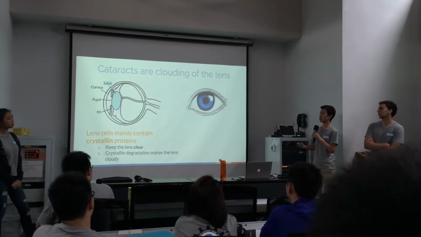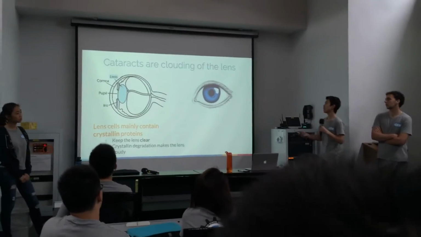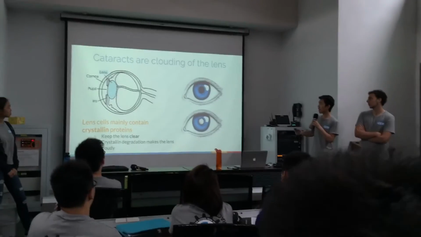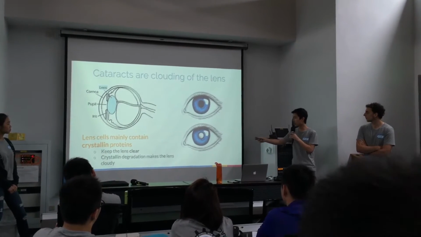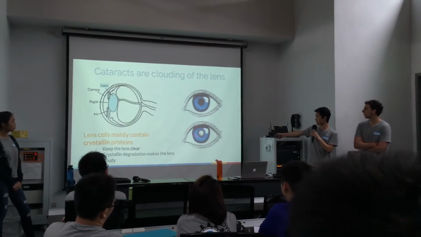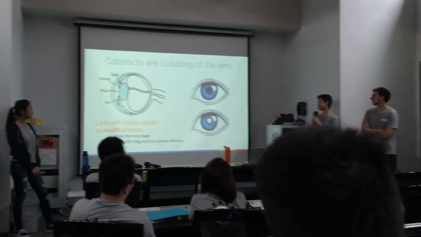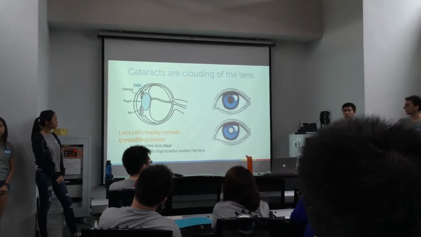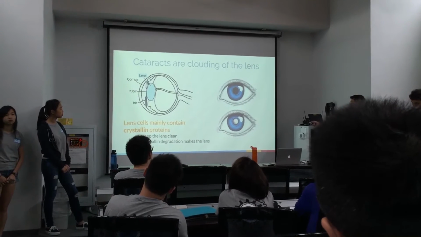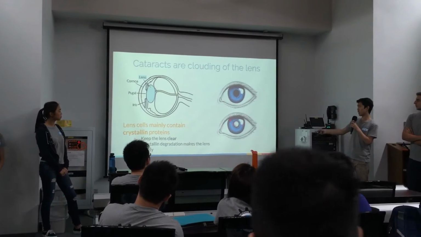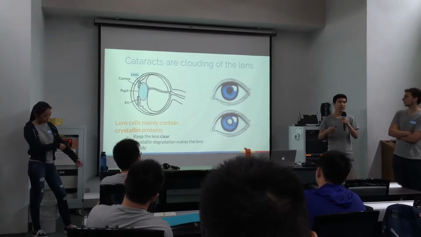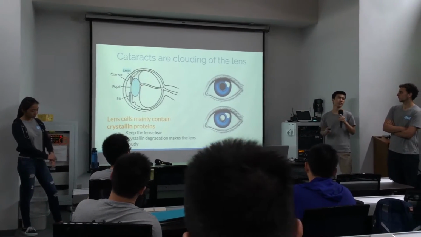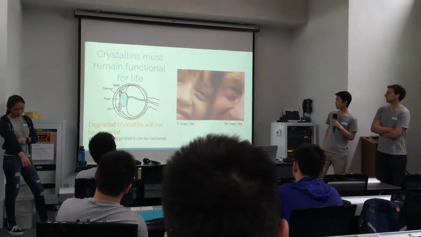But what happens when the crystalline proteins are degraded is that we would have a cloudy lens, and you can see in the center here, there's an opaque region. That's because of the cloudy lens, which in turn is because of the degraded crystalline proteins. So you would expect the vision provided by this eye to be blurry. And this blurriness of vision definitely does affect everyday activities.